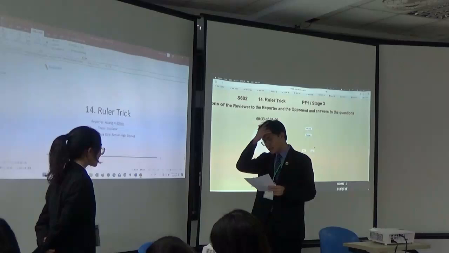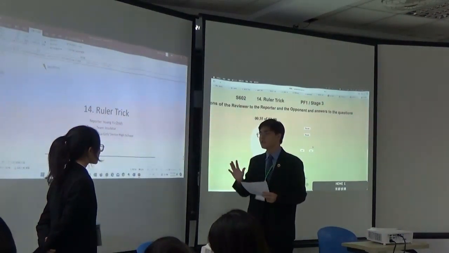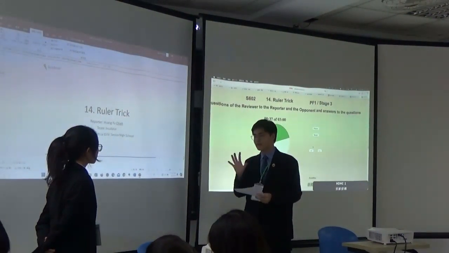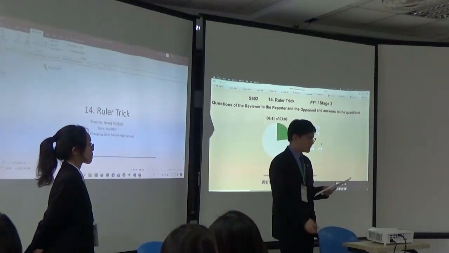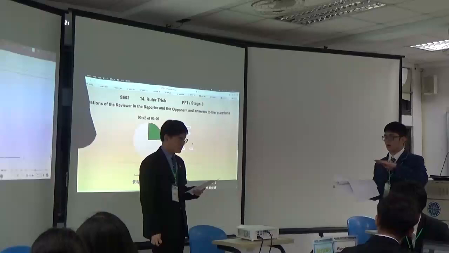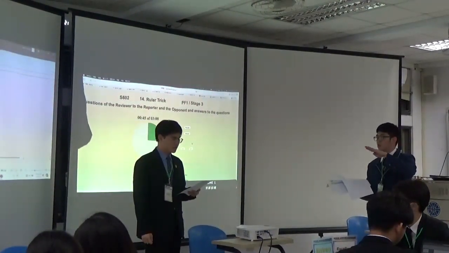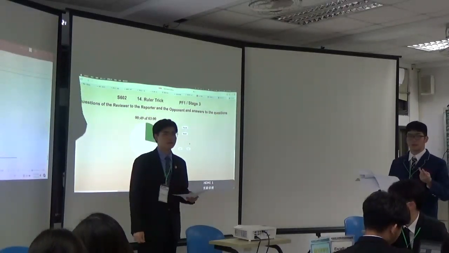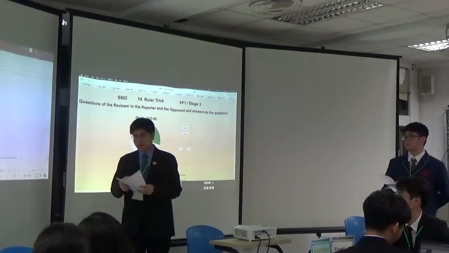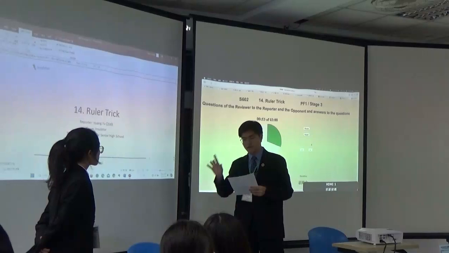So what does the speed of the airflow affect the phenomenon? It would. Yes, I think it depends on how the ruler is removed. Keep your answers short, please. Okay. Right. Yes. So the third question for the reporter.